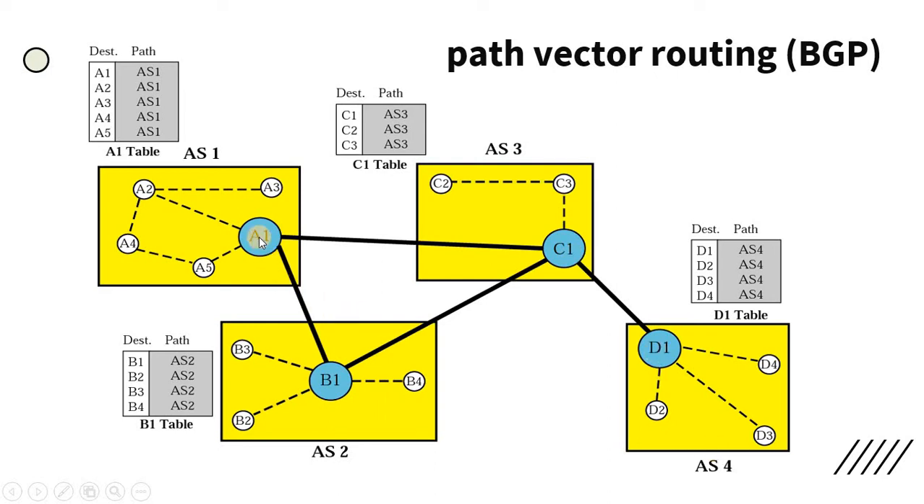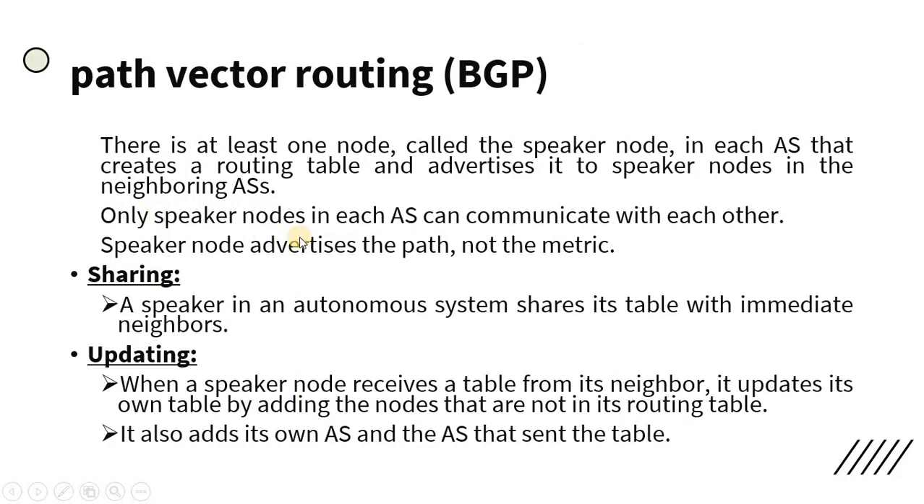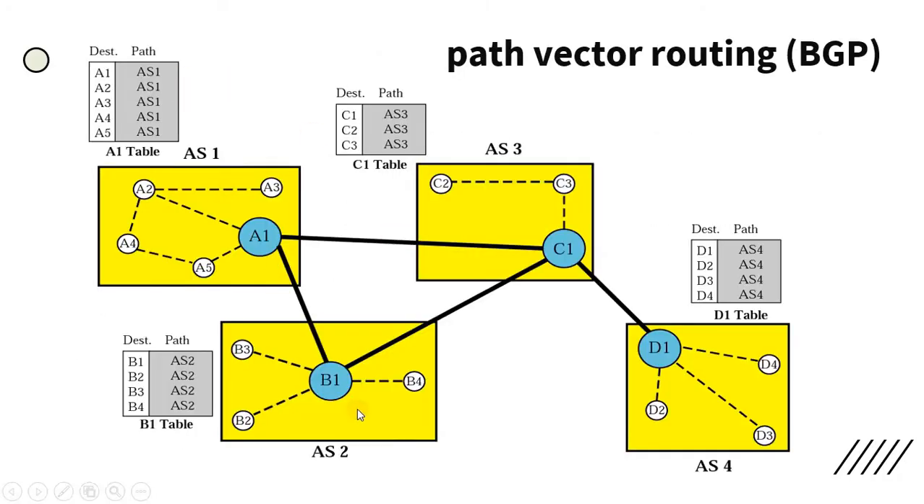Suppose A1 wants to communicate with B1, that is, autonomous system 1 wants to communicate with autonomous system 2. Only the speaker nodes can communicate with each other, not other nodes. So A1 is connected with the speaker node of autonomous system 2, which is B1. That is how communication happens between two autonomous systems through the speaker nodes. Speaker nodes advertise the path, not the metric. These speaker nodes also share the path information with the speaker nodes of neighboring autonomous systems.